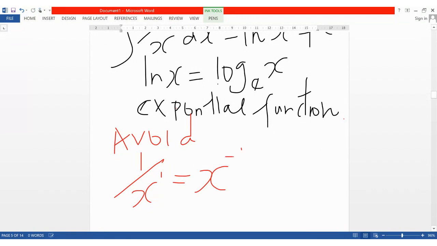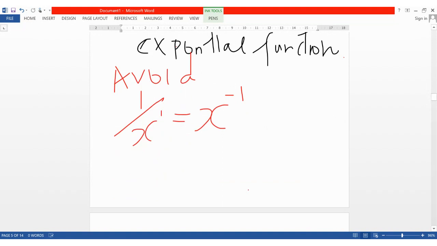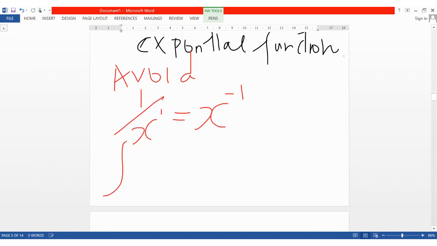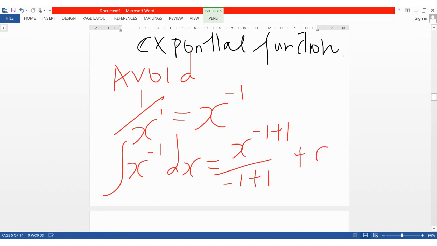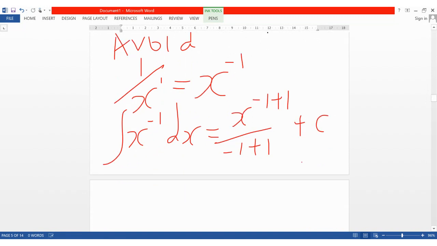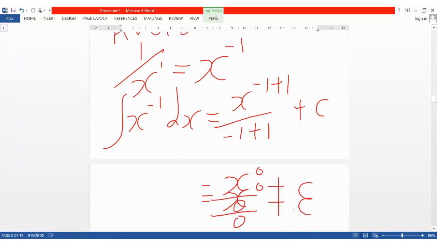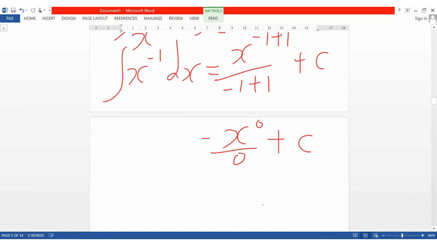So let us now apply the power rule and see. We shall get the integration of x to the negative 1 dx. So we shall add 1 to the power, and then we divide by what? We divide by negative 1 plus 1, plus c. So what is negative 1 plus 1? That's the same as x raised to power 0 all over 0 plus c. We know that x to the power 0 is the same as 1. So you shall get 1 over 0 plus c.